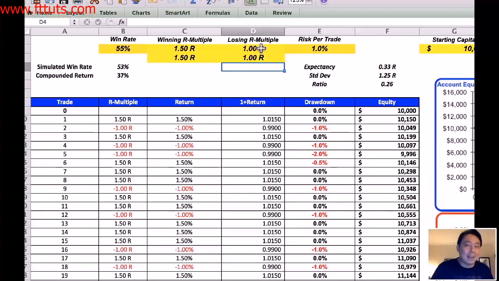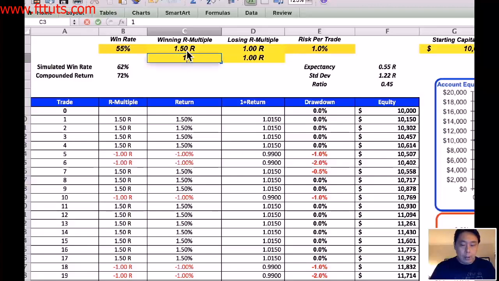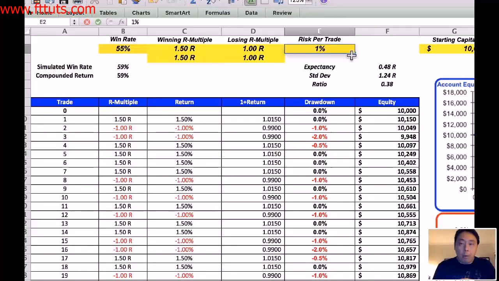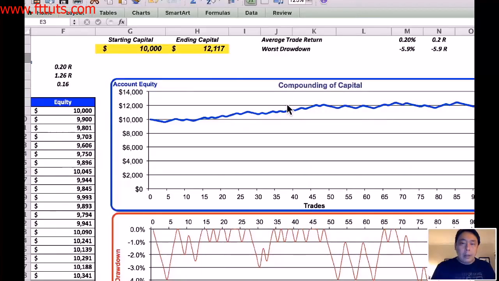Don't die. Okay, great. Now, for our winning R multiple, I set a profit target at a fixed 1.5R. So 1.5, 1.5, minimum and maximum. I make it really simple. I keep my life really, really simple. Risk per trade, again, you can start with 1%. Once you key in these variables, you can then put in your starting capital. Imagine it's 10 grand, and enter.